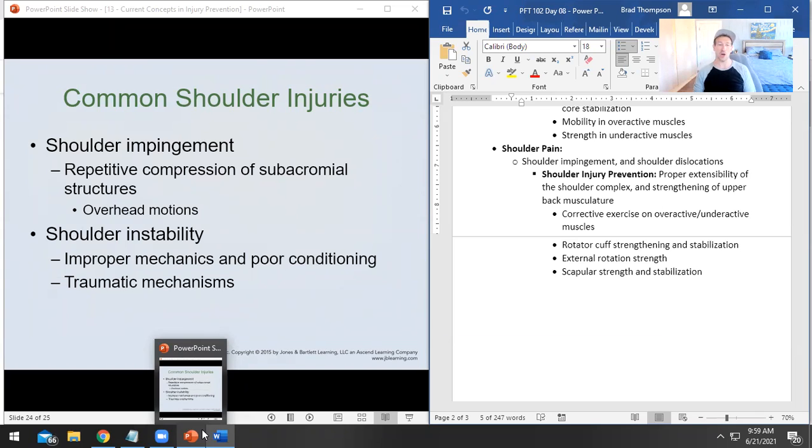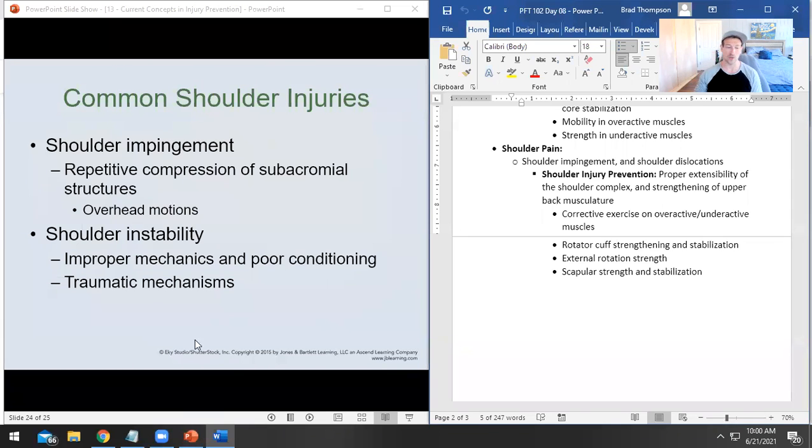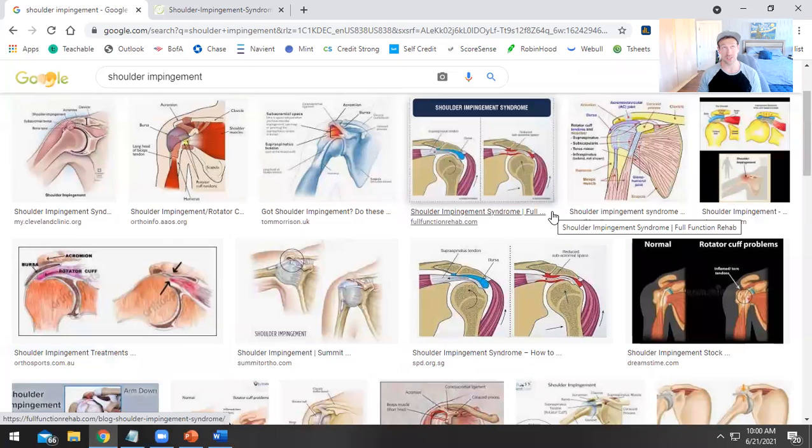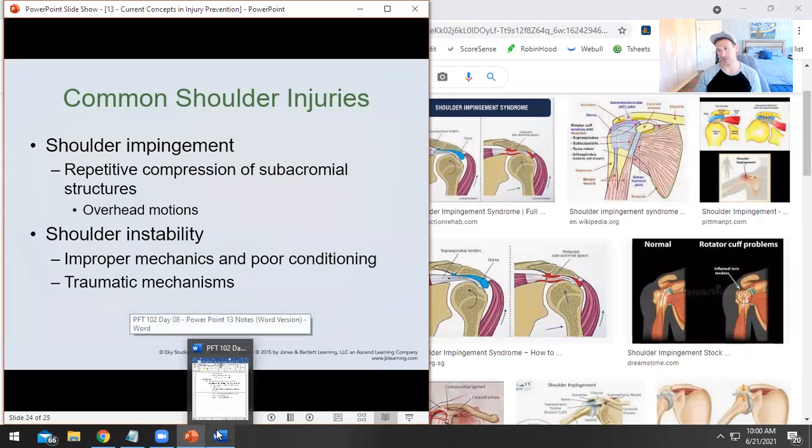So overhead motions that are repetitive, poor posture that is obviously repetitive, working on the computer, very repetitive. That repetitive stuff causes impingement. And then shoulder instability, that's another one. You'll get too much mobility this way, not enough mobility this way, moving in a way that you are not supposed to move. That will cause shoulder instability, right?